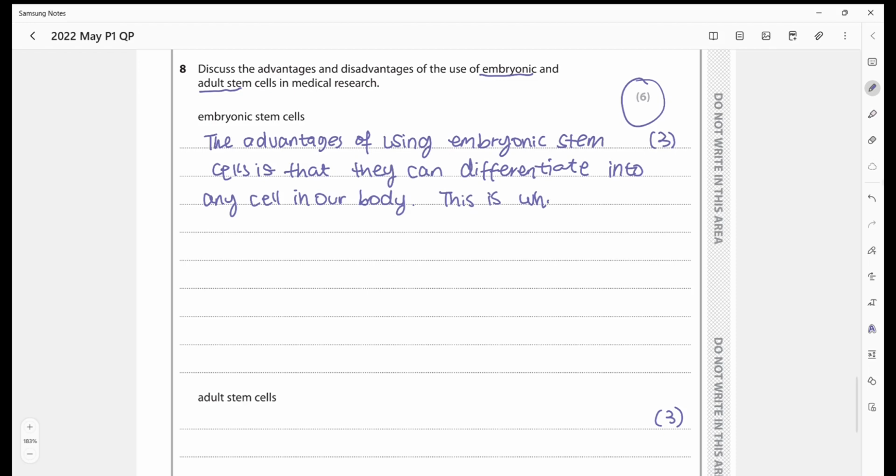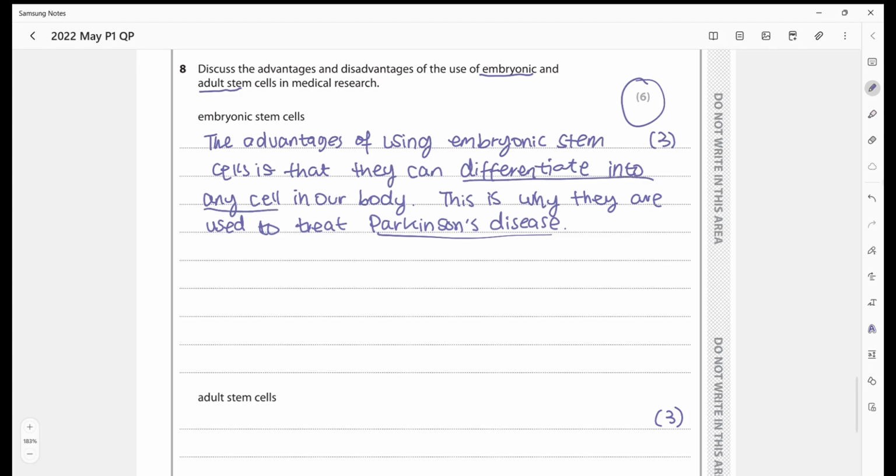This is why embryonic stem cells are really good for research and also for treating diseases like Parkinson's disease. So you can have these embryonic stem cells differentiate into neurons, for example. This is why they are used to treat Parkinson's. So that's 1 mark here and another mark there. So those are the 2 pros.